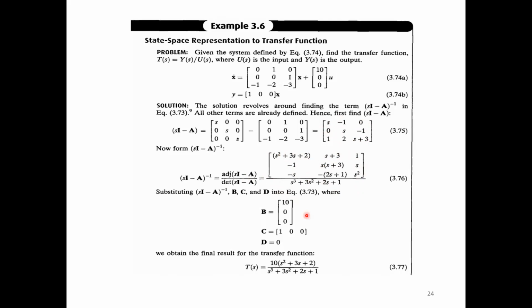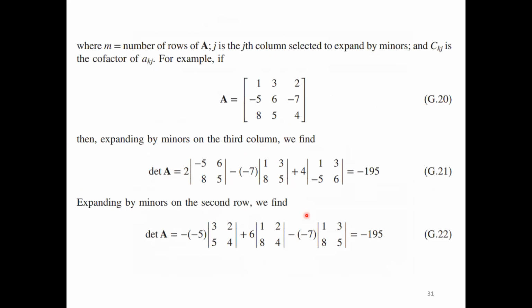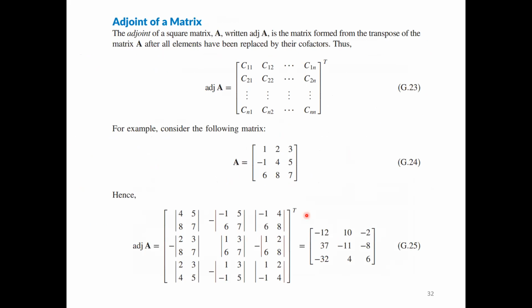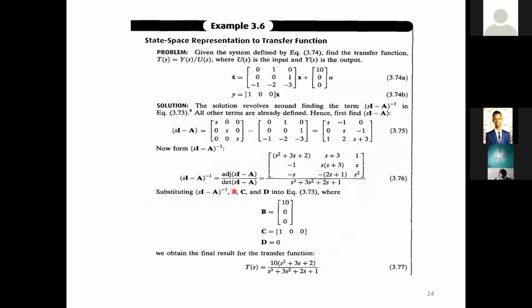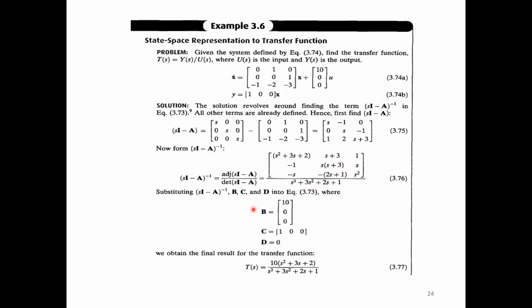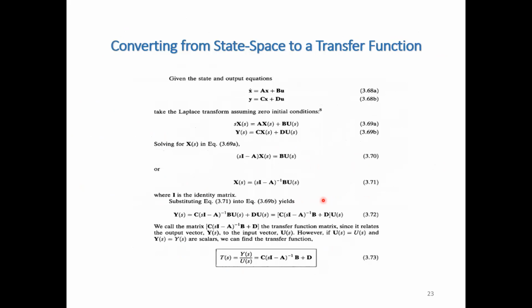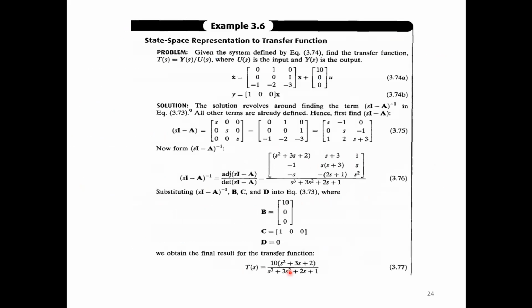Like this, the adjoint matrix. For finding the adjoint matrix, first look at what they did for the adjoint: transpose of that. Use that formula. Following that example, they have got this one, and for the determinant, they have got this one. So finally, you can write, substituting this value into equation 3.73. What is equation 3.73? This one. If you put this value, then you will get the transfer function.